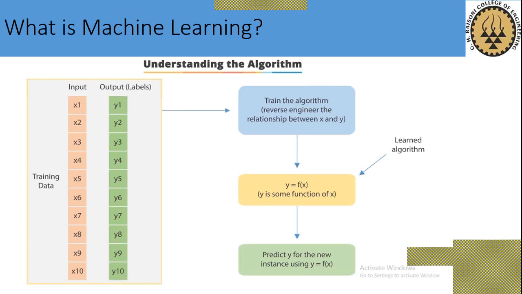Here, let us consider I am giving one mathematical relationship, that is y = f(x). f is any function. So y is the output based on the function f, which has the input x, where we predict the y for a new instance satisfying y = f(x). And this is called a learning algorithm.